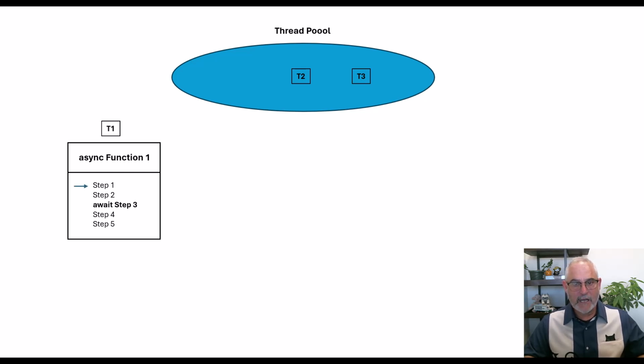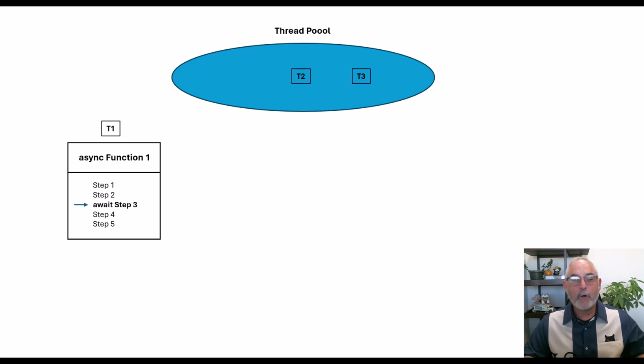Step 1 runs, step 2 runs, and then we get to step 3, which is our awaitable step. Now, let's imagine that step 3 is going to take a while, maybe. Right? It's a long-running thing, and that's why we are awaiting it. So this code blocks, as we talked about.